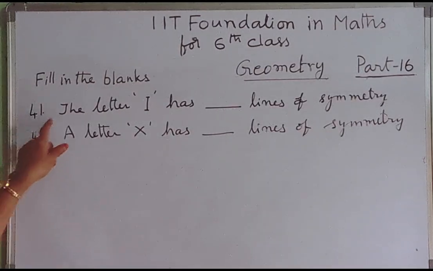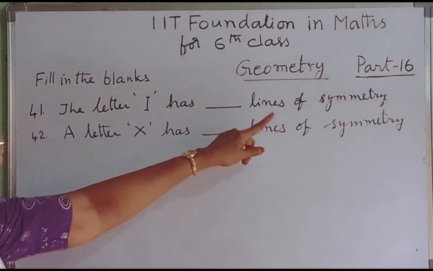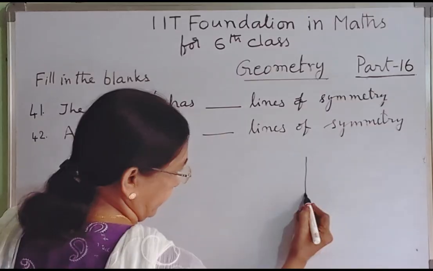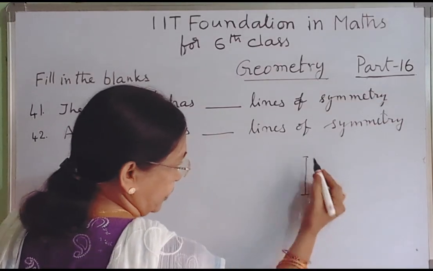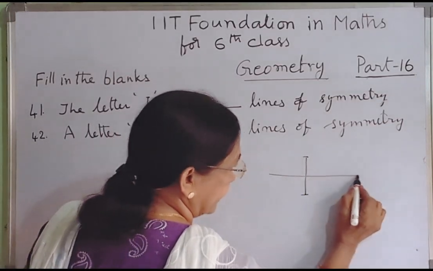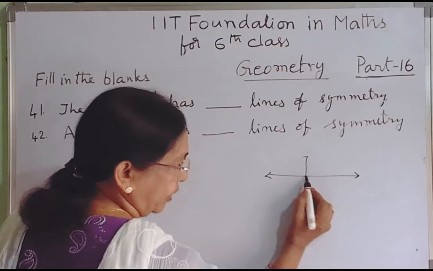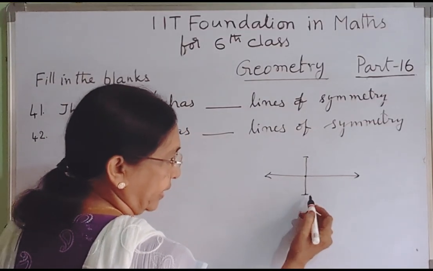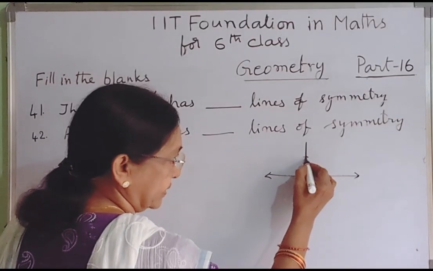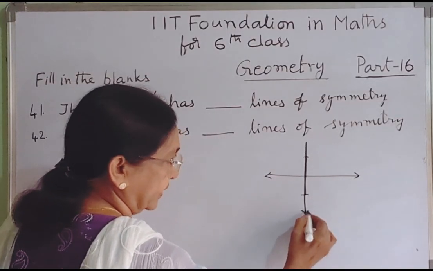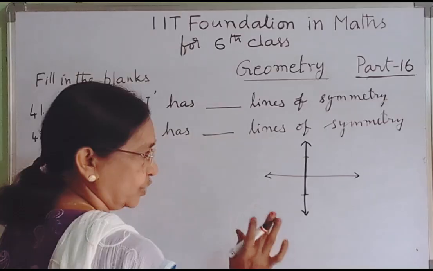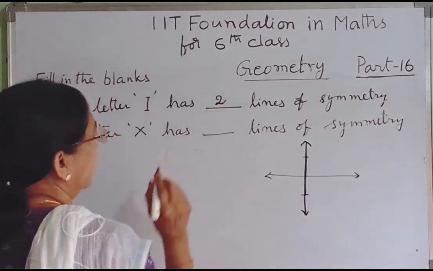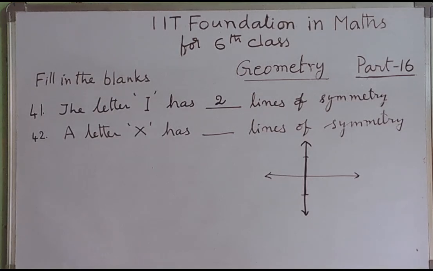Next, 41. The letter I has dash lines of symmetry. This is the letter I. This is one line of symmetry passing through the midpoint and perpendicular to the letter I. And the other one is along the letter, this line. So these two are lines of symmetry for I. So the letter I has two lines of symmetry.